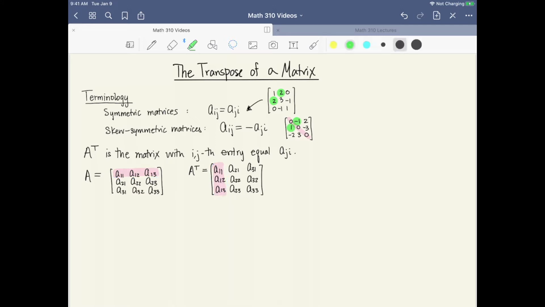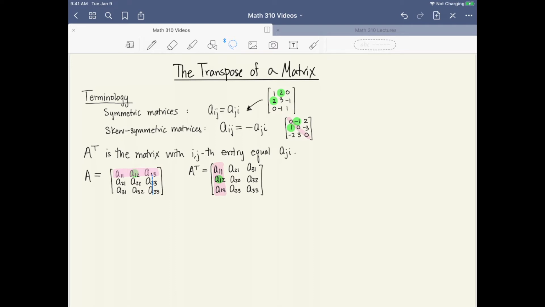That way, if I want to take a special look at entry 1, 2, that's going to go into spot 2, 1 of A transpose. So each row of A goes into each column of A transpose, and likewise, the rows of A transpose are the columns of the matrix A.